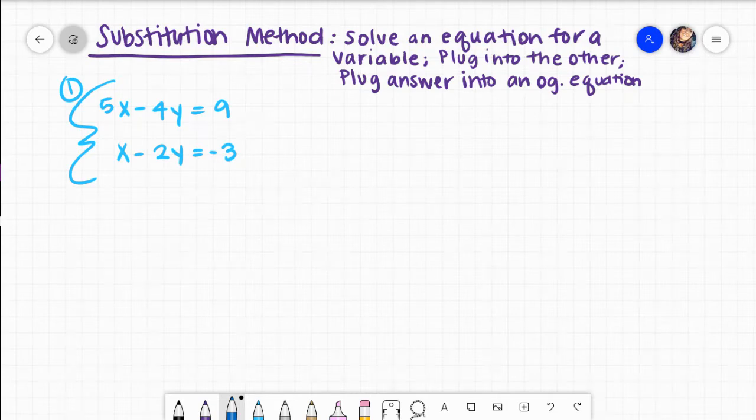Plug in that answer into one of the original equations. And what that'll do is end up giving you your x. And then vice versa, if you solve for x first, whenever you plug in a second time, what you'll actually be getting is your y variable. Okay, so let's go ahead and do that.